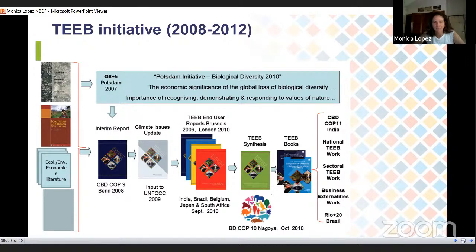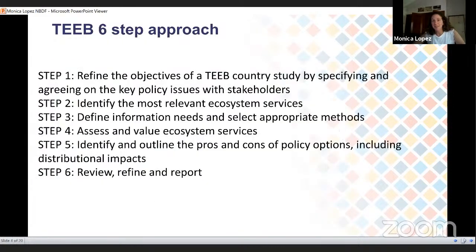Next slide, please. One of the most important things that TEEB came up with, also as part of a consultation process, was the six-step approach. Basically, the first step is to decide what is the demand, what do the governments want to hear about. And then the last step would be to actually inform that demand.